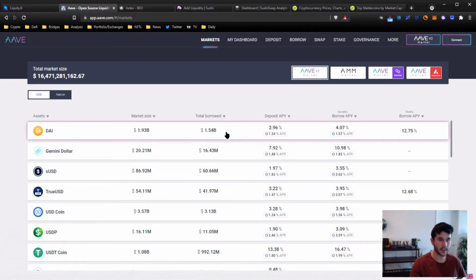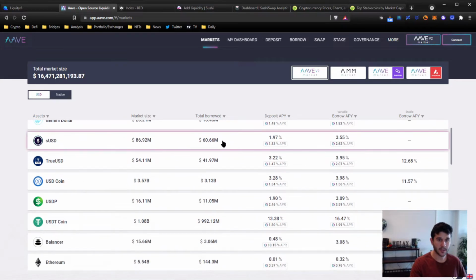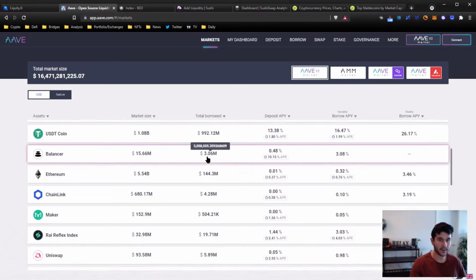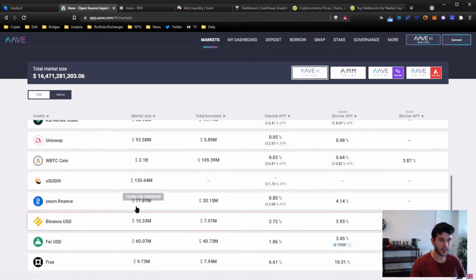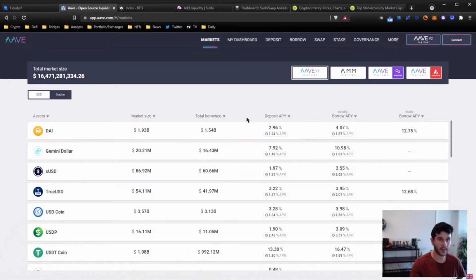This is kind of the dashboard here. This is the list of assets that you have an option to deposit. Obviously a lot more. Liquity is just Ethereum. Aave has quite a few. The deposit APY is going to represent how much you'll get if you deposit that asset into the platform. The borrow APY is your interest rate if you were to borrow, which you would be borrowing against whatever you deposited. So you could not borrow unless you deposit something.